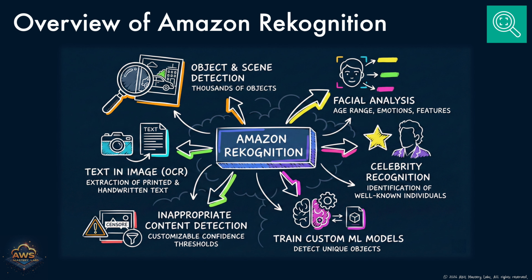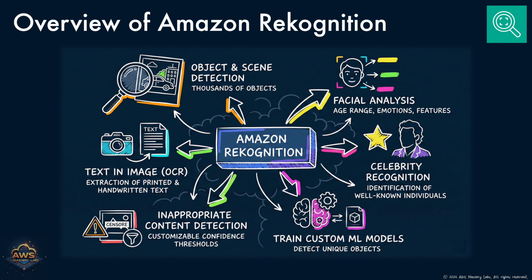Rekognition also supports optical character recognition, or OCR. With text and image capabilities, it can extract both printed and handwritten text from photos, scanned documents, or even street signs in natural scenes, making it easy to digitize and process real-world text.